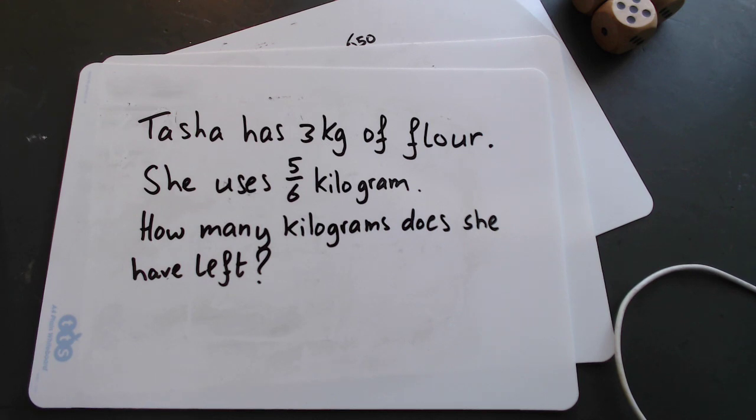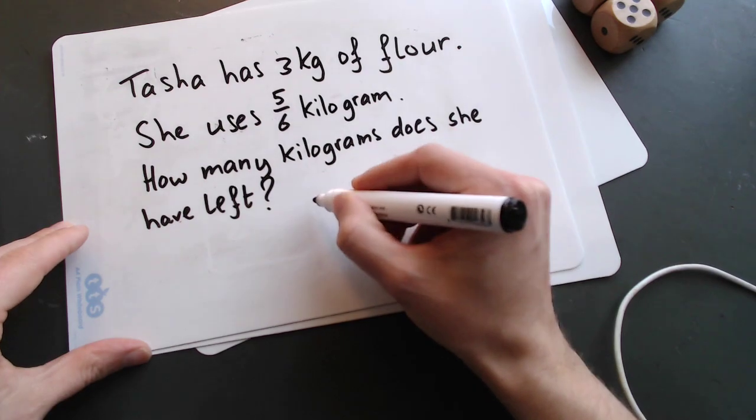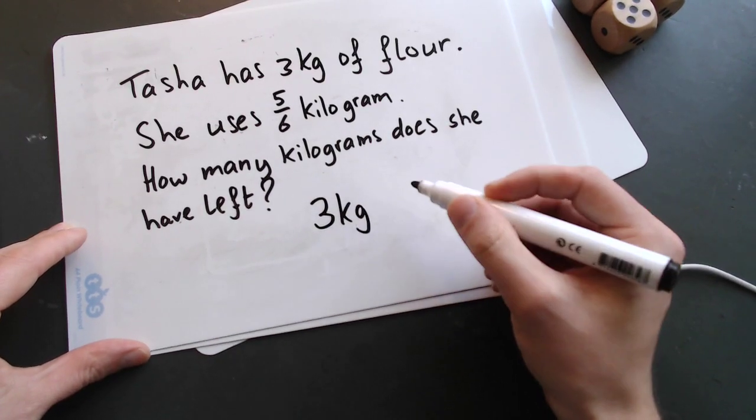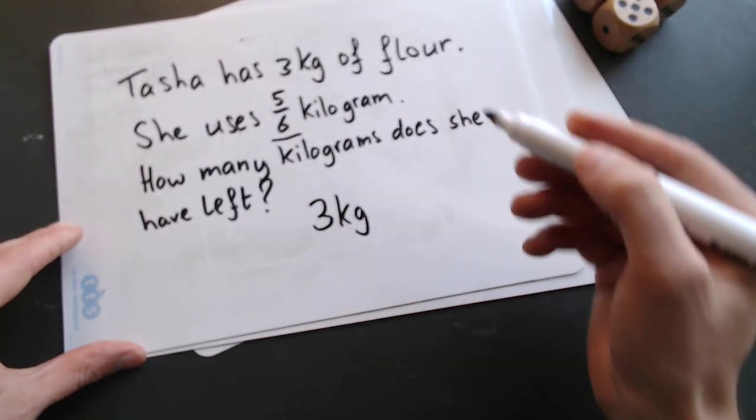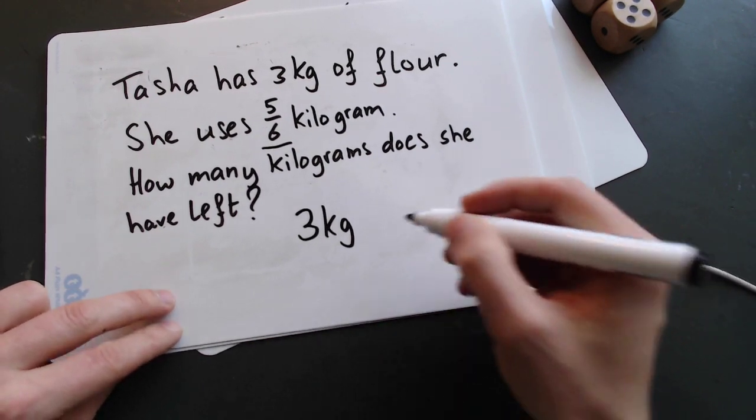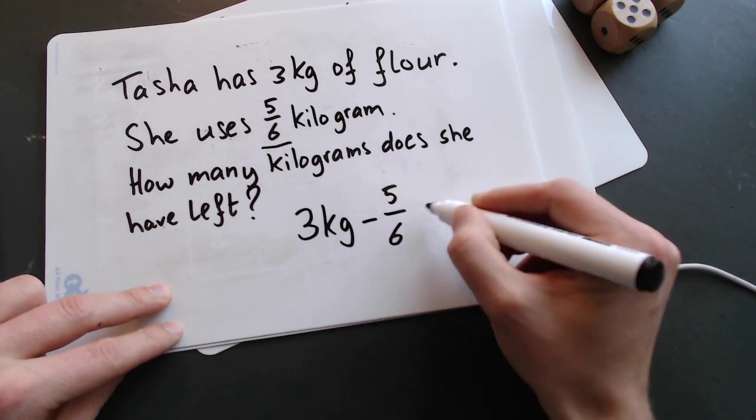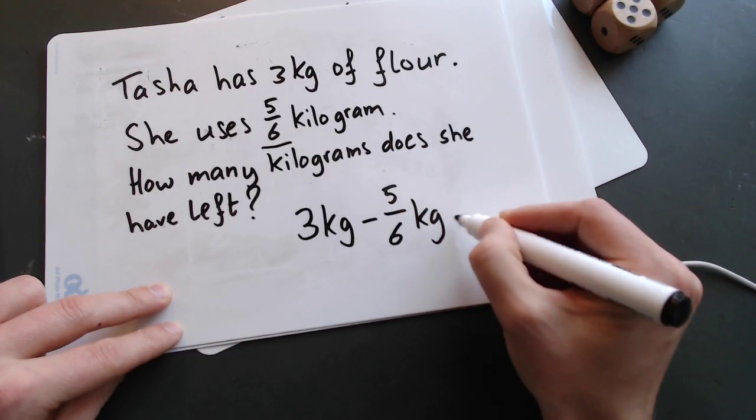Now let's take a look. Tasha has 3 kilograms of flour. Okay, so there's a number for us. 3 kilograms. And then she uses 5 over 6 kilograms. So we have to subtract. So we're taking away 5 over 6 kilograms.